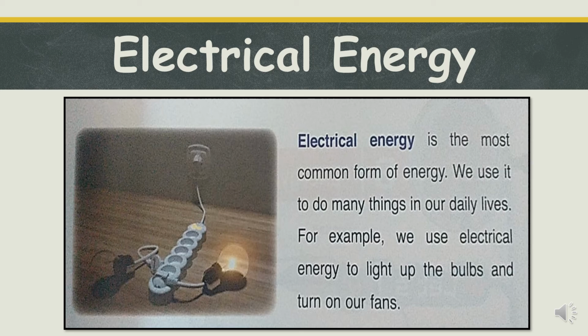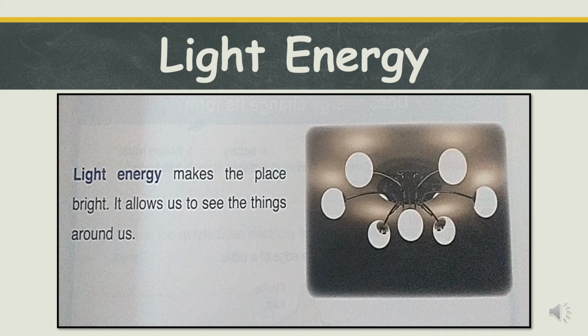So electrical energy is the most common form of energy. We use it to do many things in our daily lives. For example, we use electrical energy to light up the bulbs and turn on our fans. And we can use electrical energy to make light energy. The sun is the biggest source of light energy, but we can also create our own light energy. Light energy makes the place bright. It allows us to see the things around us.